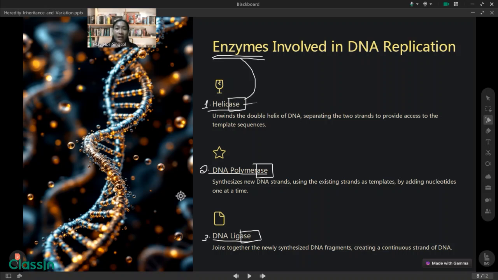So this DNA polymerase will synthesize a new DNA strand. So na may mga parent DNA, ang katong mga stranded to is iyang pangbutngan og mga nucleotide one at a time para magkabuo og another DNA. So, ang third is DNA ligase. So, it will join the newly synthesized DNA fragment, creating a continuous strand of DNA.